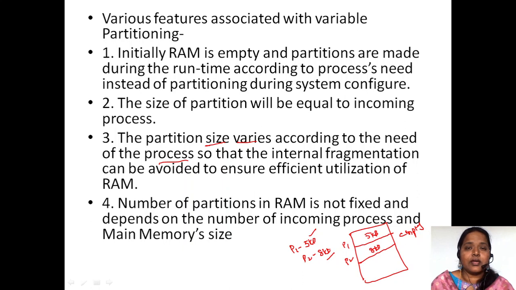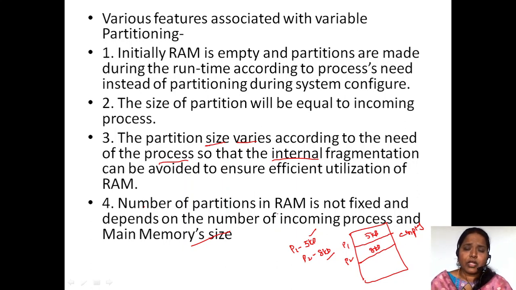So according to the needs of the processes, we are making the partitions, so internal fragmentation is completely avoided, and this ensures efficient utilization of the main memory. That is why we go from fixed size partition to variable size partition. In olden days fixed size partition was used, but nowadays we go for variable size partition only. Next, the number of partitions in RAM is not fixed and depends on the number of incoming processes.